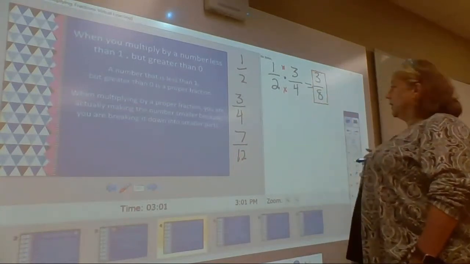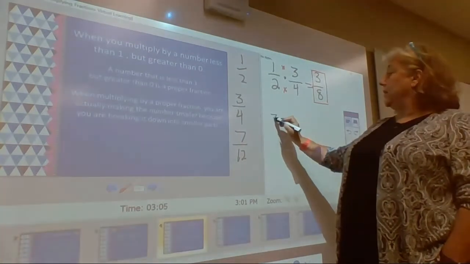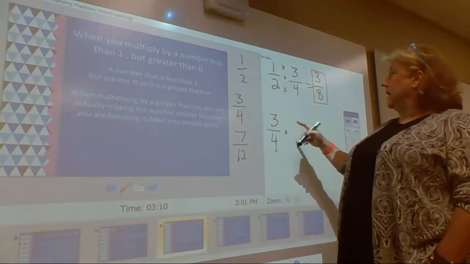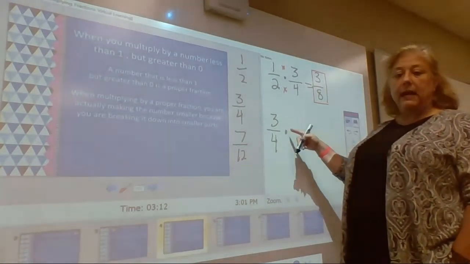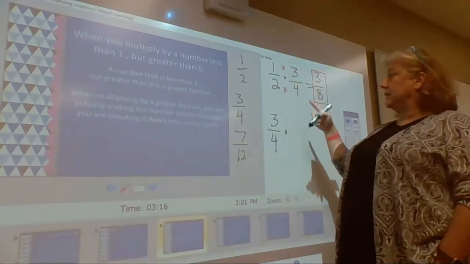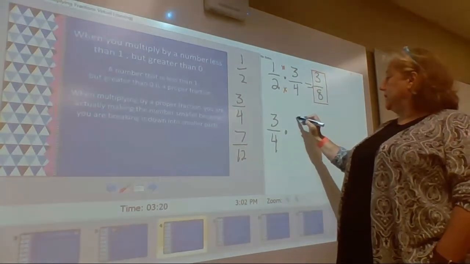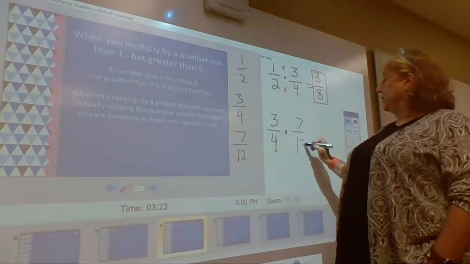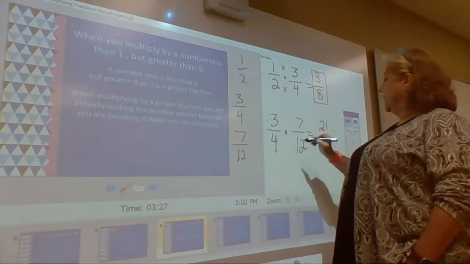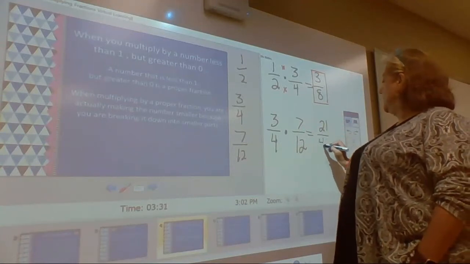Now, if I wanted to do another practice, I could say 3/4 times, and this dot right here means times. You will see this more often than you see the times sign. So 3/4 times 7/12. 3 times 7 is 21. 4 times 12 is 48.